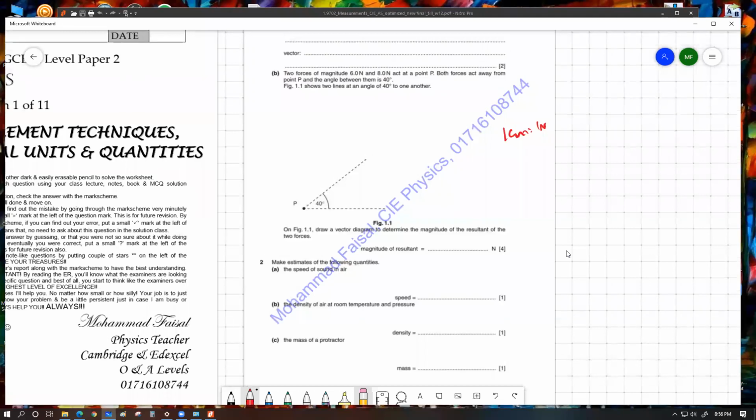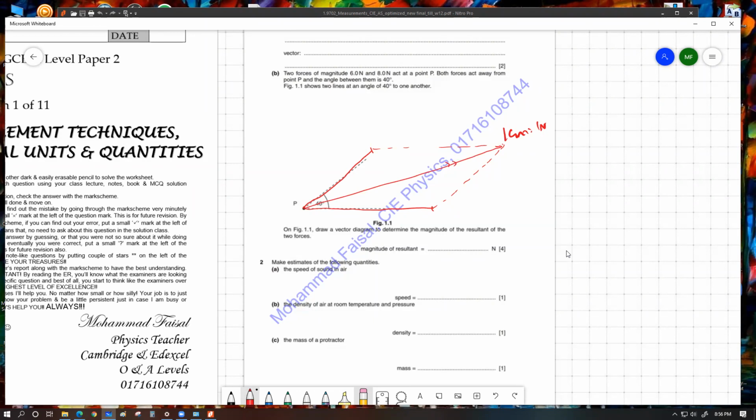So considering 1 centimeter for 1 Newton scale is pretty convenient. So what you can essentially do is draw an 8 centimeter line along this thing, and draw a 6 centimeter line along this thing representing the two different forces, and then you can complete the parallelogram right over here. And then the diagonal is going to give you the resultant.